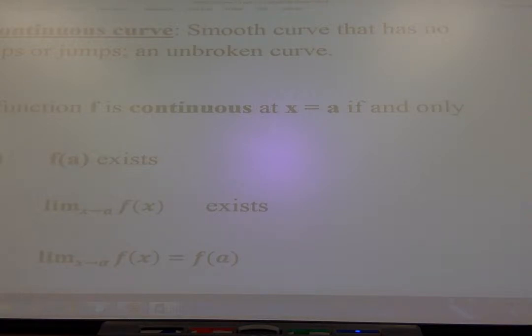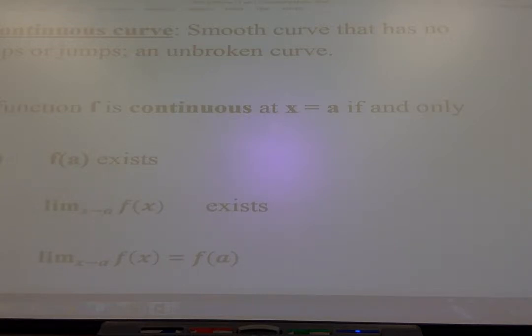What would you say about this one if this was a? F of a might be that closing circle, but the limit as x approaches a from the left is here, from the right is that open circle. That failed, didn't it? The limit does not exist as x approaches a. They don't go to the same number for both sides. So you would say, no, not continuous because condition 2 failed.